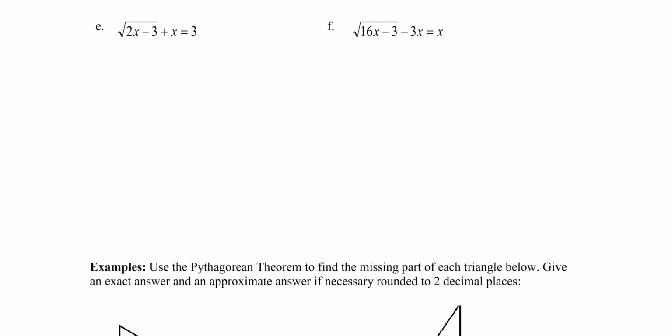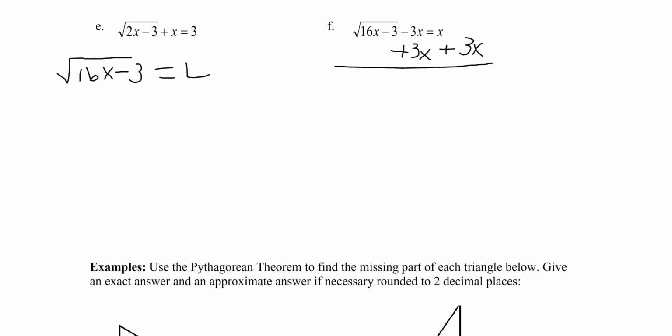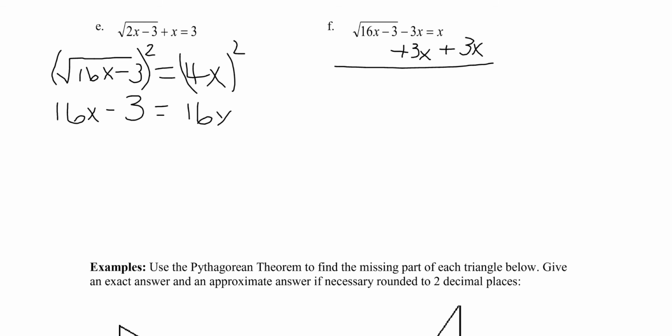Okay, let's work on F now. And the first thing we're going to do is add 3x to both sides. So I'm going to have, and I'm going to move over here for space, the square root of 16x minus 3 is now equal to 4x. And again, to remove the radical, you square it. You square a square root, you get what's under the radical, so 16x minus 3 equals 16x squared.